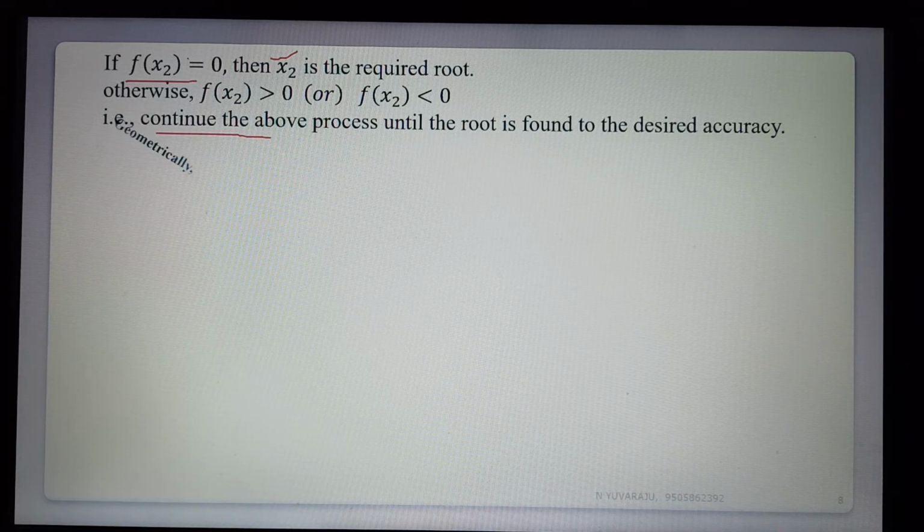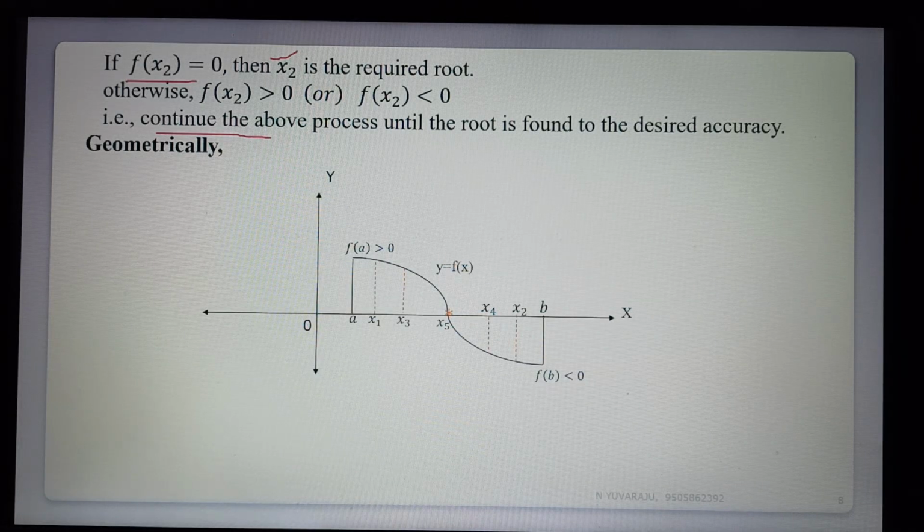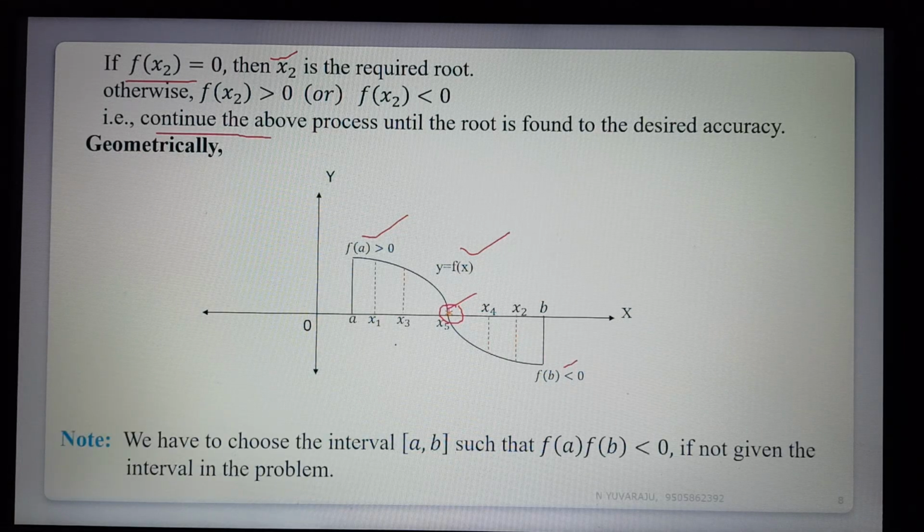So this method is called the bisection method. Geometrically, it is shown in a graph. Assume the required function f of x and the interval a comma b, with f of a positive and f of b negative, so the roots exist. At the stage where any root satisfies the given equation, that is the required root, x1 or x2 or x3 or x4 and so on. Any root that satisfies it is called the required root of the given equation.